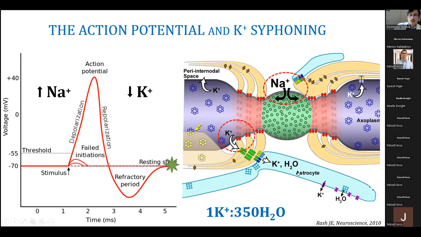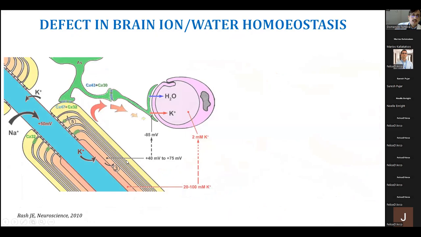So an important concept is that for each cation of potassium, a greater number of water molecules needs to move out from the intracellular into the extracellular space. And now try to imagine what happens during an intense seizure.